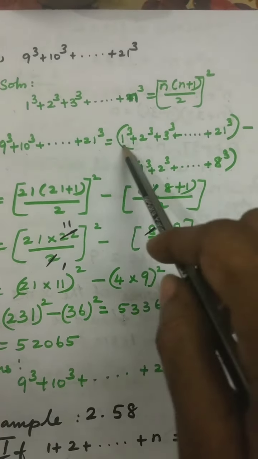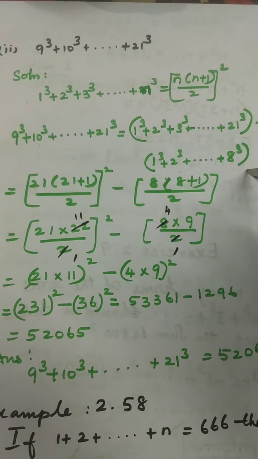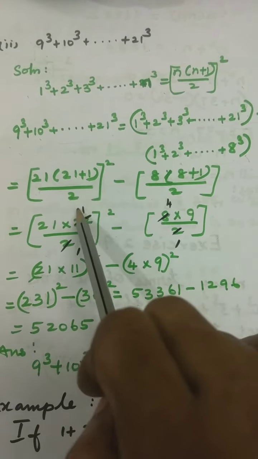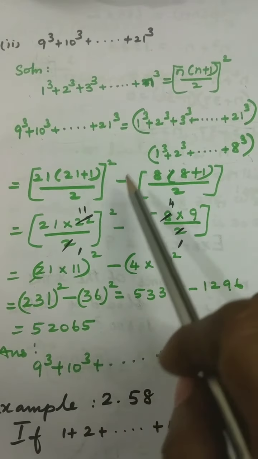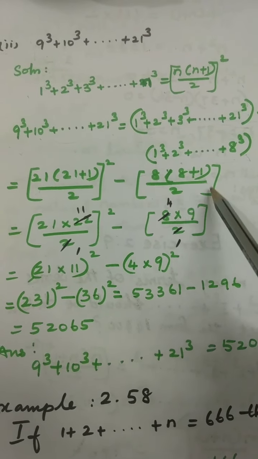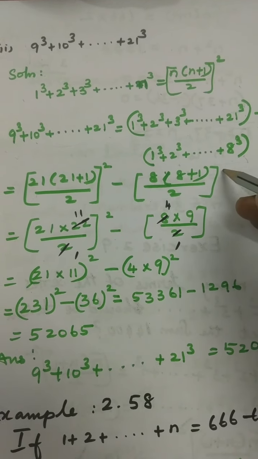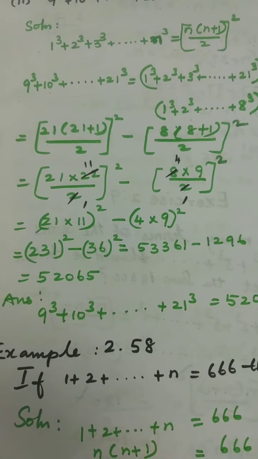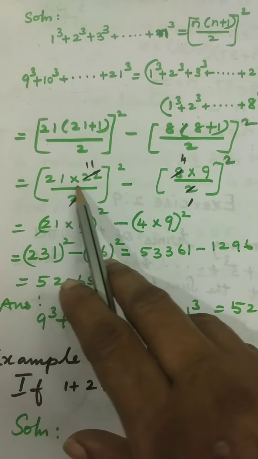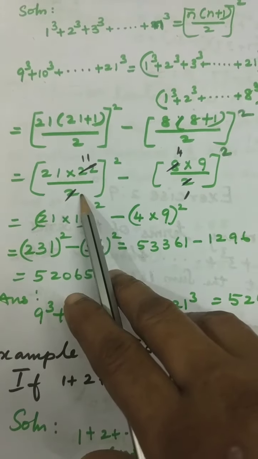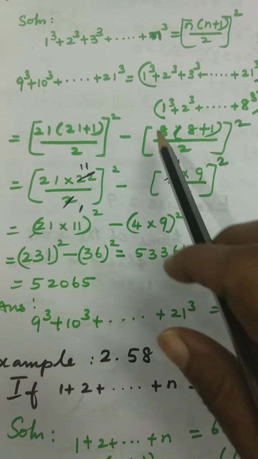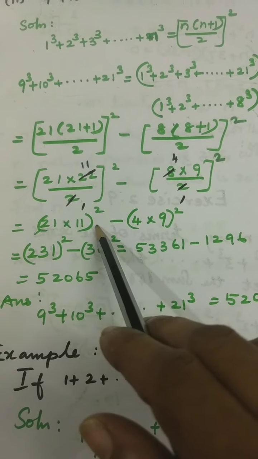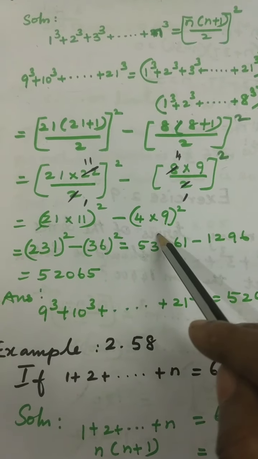Now here the number of terms is 21. Here the number of terms is 8. So you are substituting in the formula. 21 into 21 plus 1 by 2 the whole square minus 8 into 8 plus 1 by 2 the whole square. Okay. Now 21 into 22 by 2. You can cancel and 11 will come. Here 8 into 9 by 2, then 4. Then 21 into 11 the whole square minus 4 into 9 the whole square.